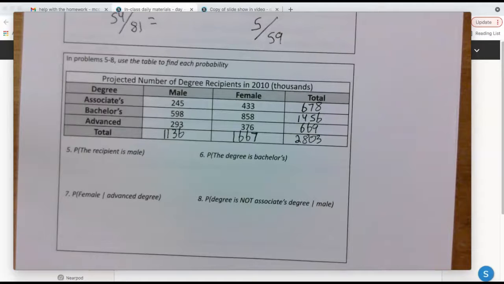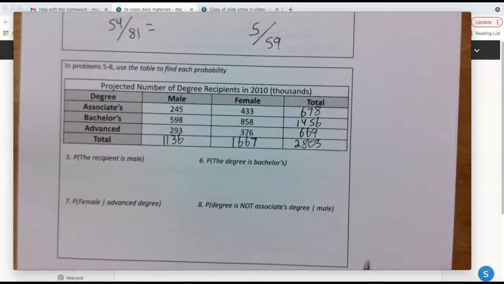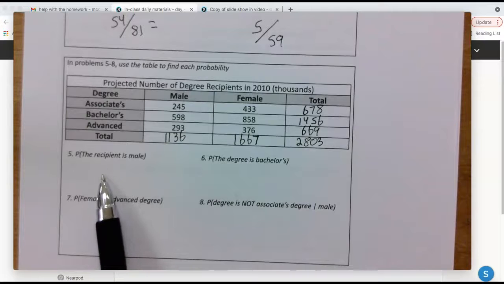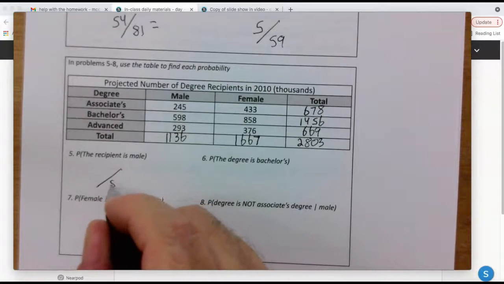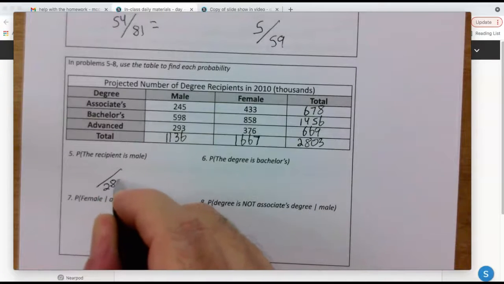Okay, I got the totals here. Again, you guys, number 5, that's not conditional. They're just saying if we pick someone, what's the probability that they're male? So use the 2803 as the bottom. 2803.